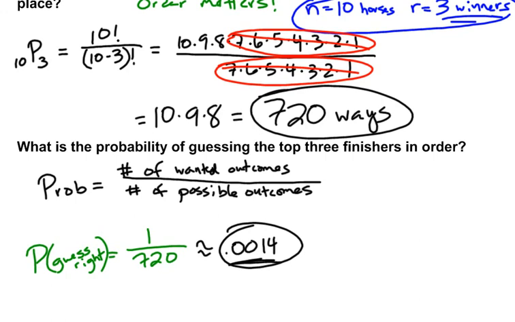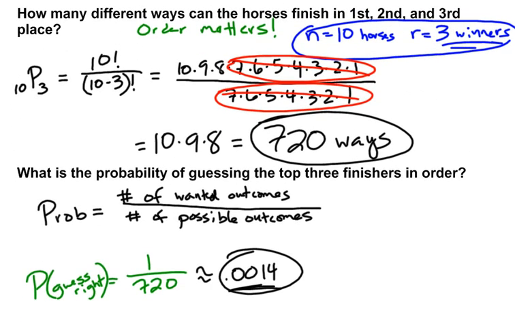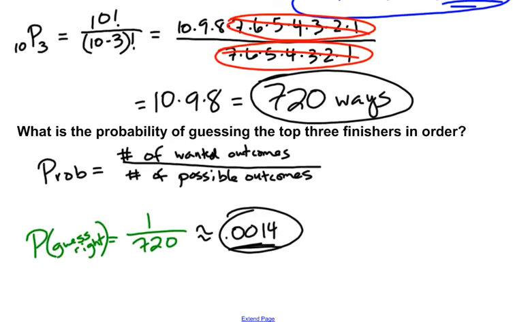Now, that's a way that we would apply the permutation rule to computing a probability. We figure out the number of possible outcomes, like we did in this first part, and then we look and see how many of those possible outcomes would be in our favor. In this case, there was only 1 in our favor, and 1 out of 720 is not a very good chance.